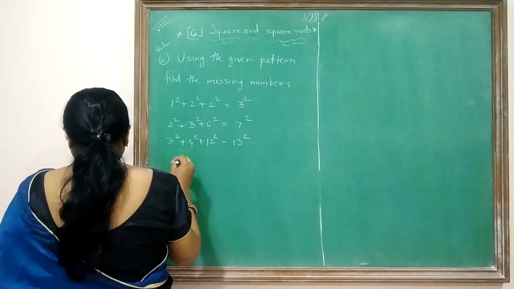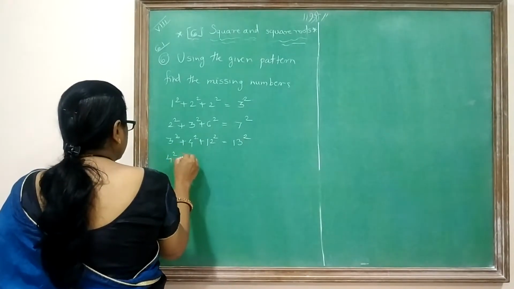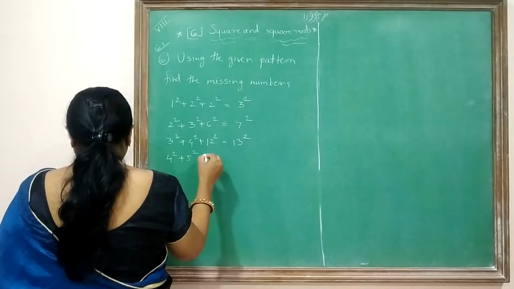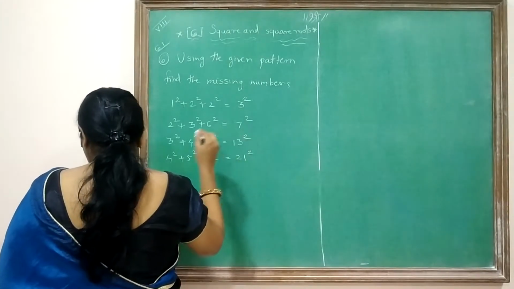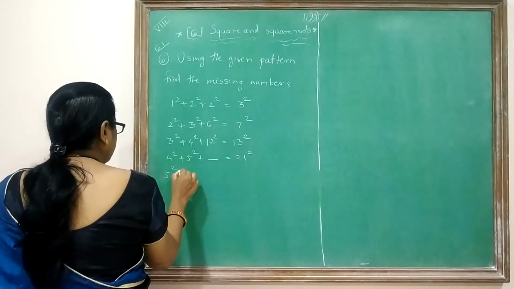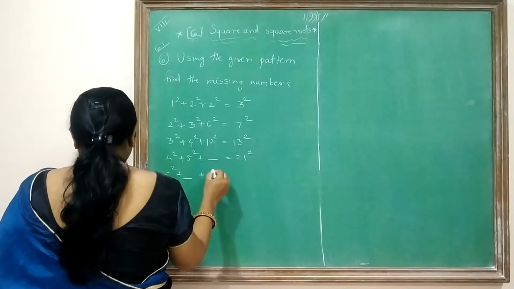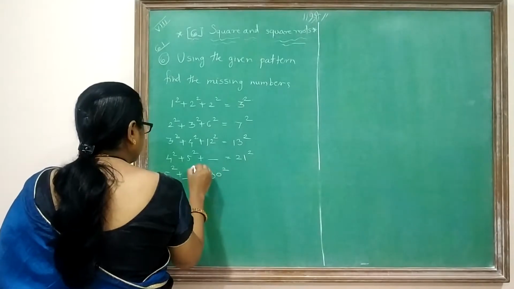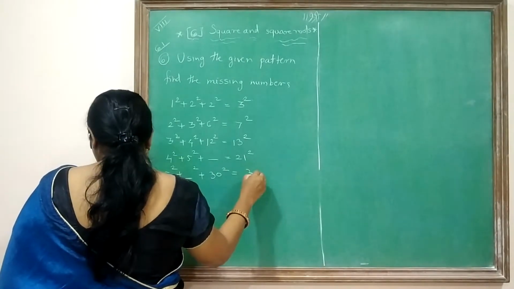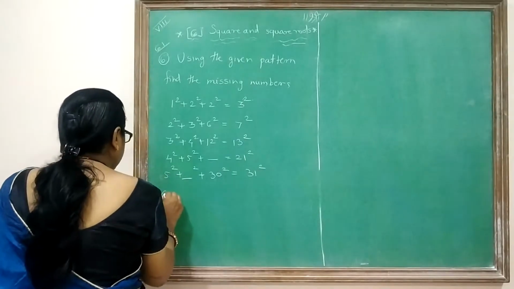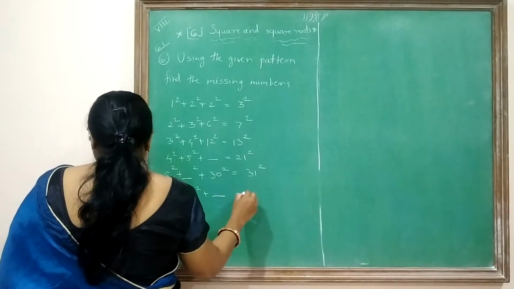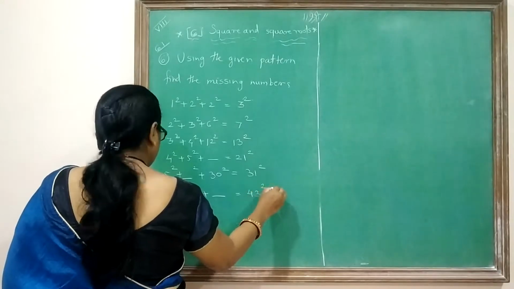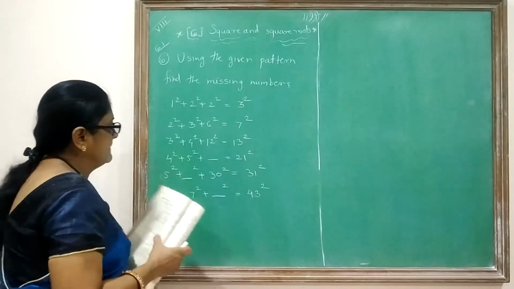Then here 4 square plus 5 square plus dash equal to 21 square. Then 5 square plus dash square plus 13 square equal to 31 square. Then here 6 square plus 7 square plus dash equal to 43 square.